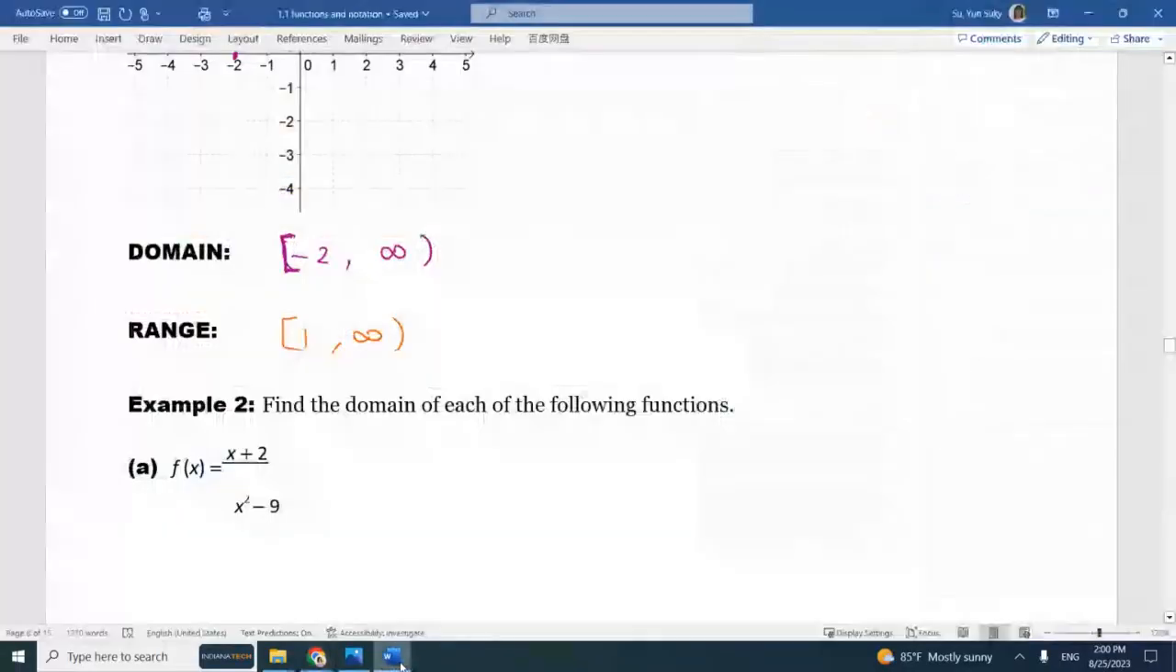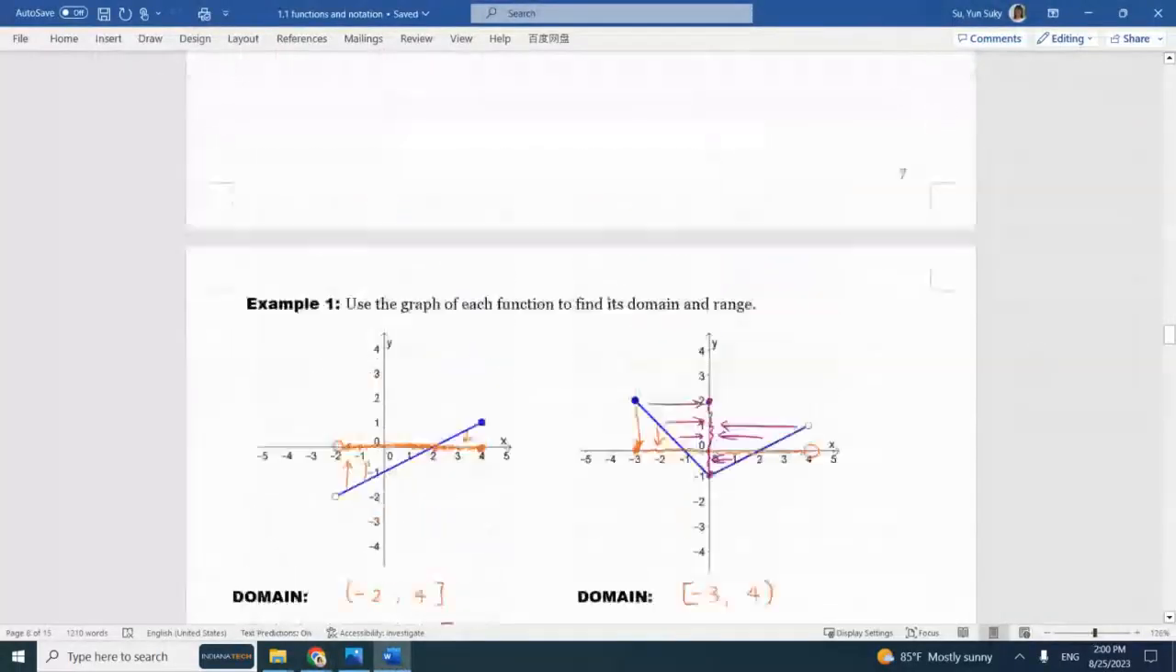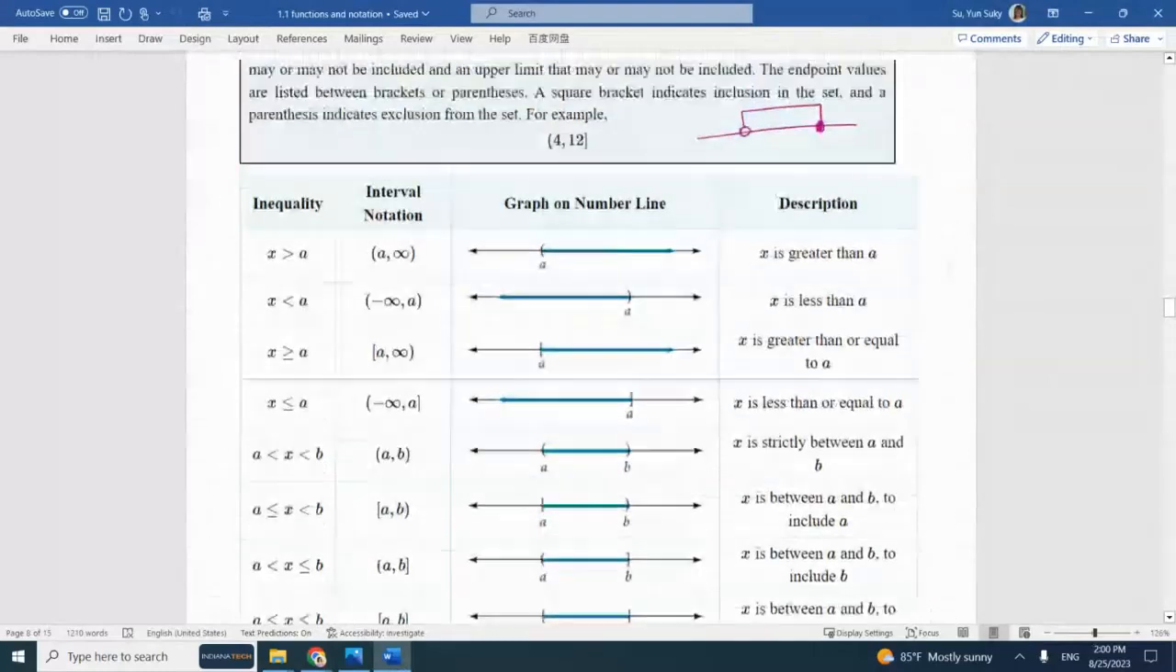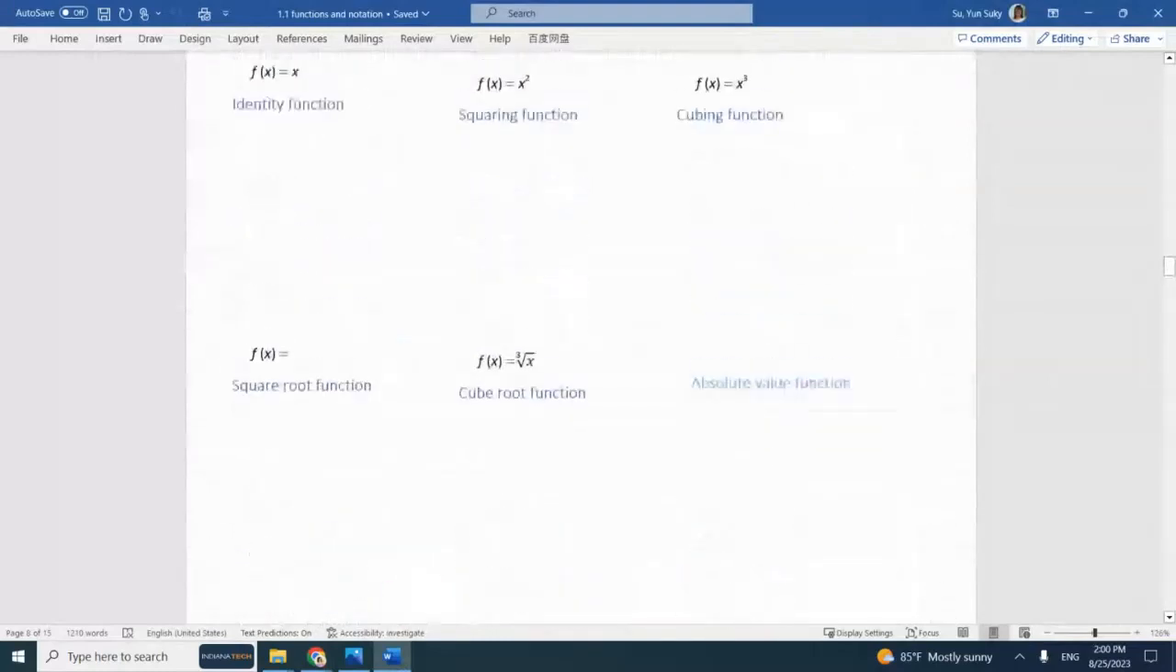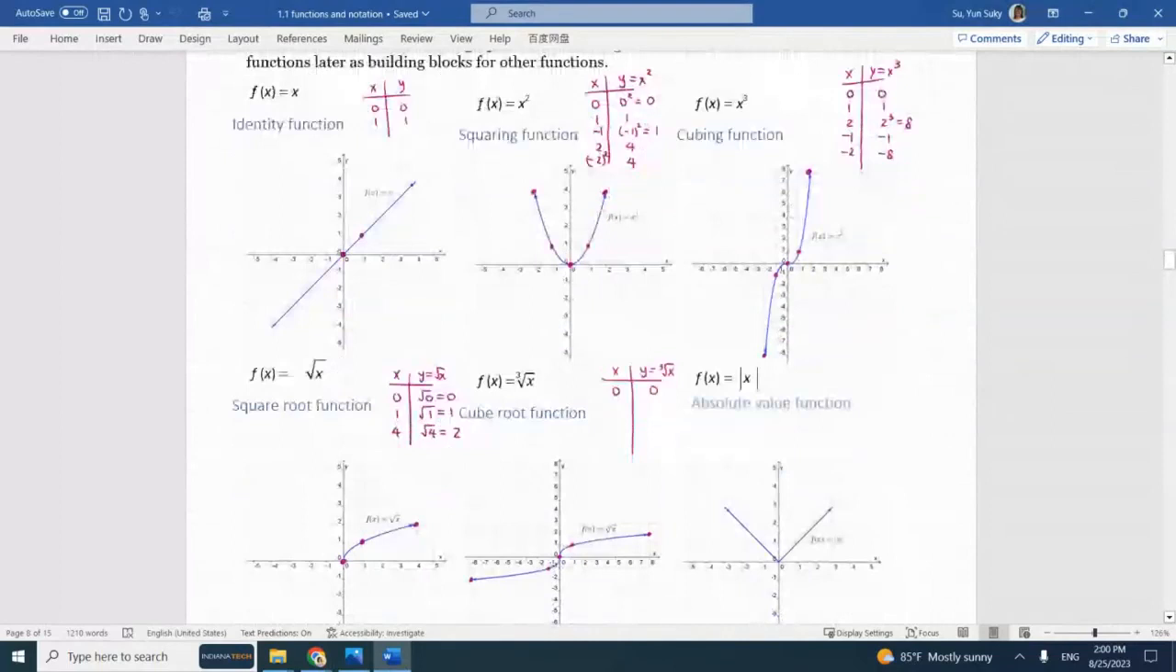Right, let's continue. So last time we talked about the parent functions. Everybody, let's get moving again.